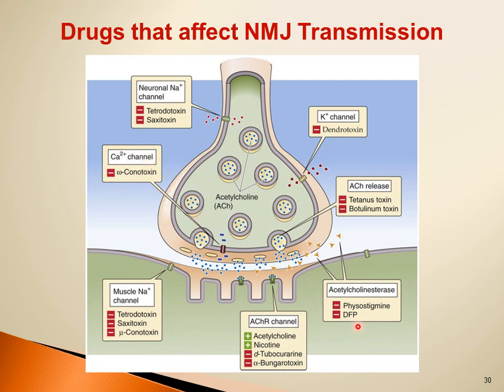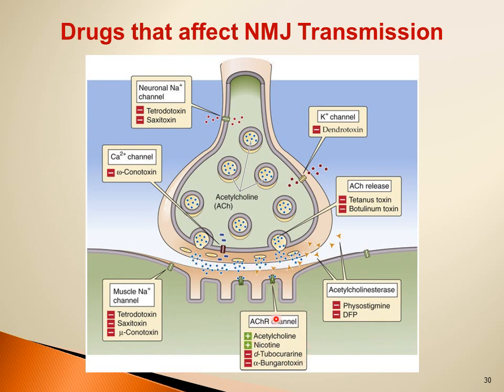Here we have some drugs like physostigmine or neostigmine or DFP. They inhibit the enzyme acetylcholinesterase, so more acetylcholine will be available or present in the synaptic cleft, and this will enhance neuromuscular transmission.